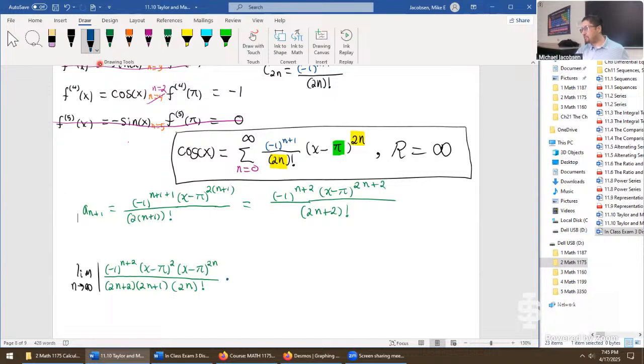Okay, once we have all that, multiply by the reciprocal of all of this stuff right here. That will put 2n factorial up into the numerator, and (-1) to the power n plus 1, (x minus pi) to the power 2n down in the denominator. And finally, our ratio test is ready to run. Forgot to name it, but let's do it here.